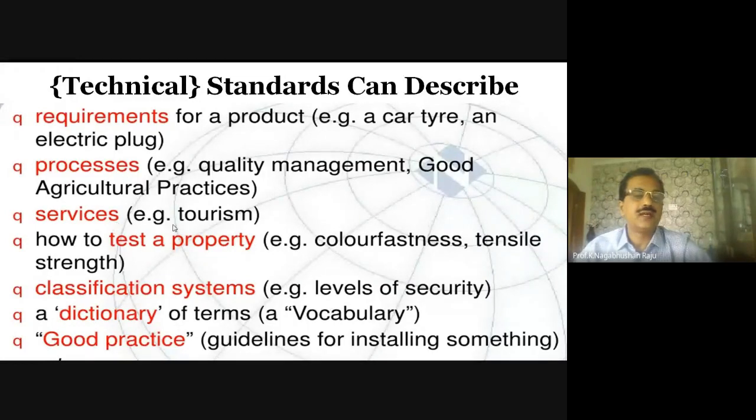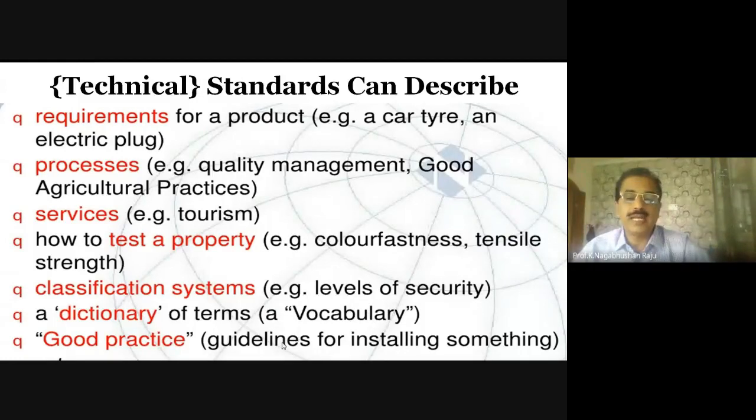Then services, your travel and tourism. These also come under standards. There are several such kinds of things. So you will have standards which describe your requirements, your processes, your services, and how to test a particular property, test and measurement. You would have seen color fastness and tensile strength, the physical properties which describe them. Then classification of systems, levels of security, level 1, level 2, level 3, and at each level what should be the performance, and then a dictionary of terms in terms of vocabulary, and then good practice.